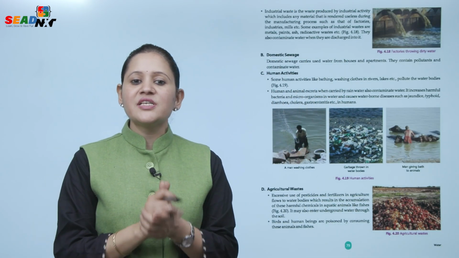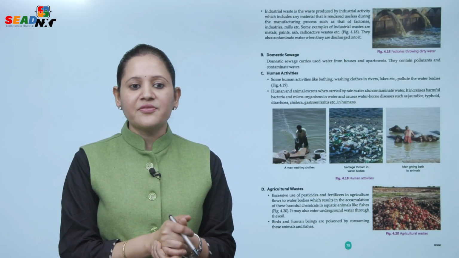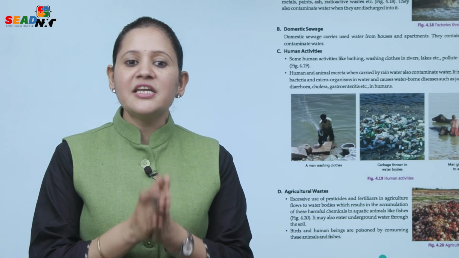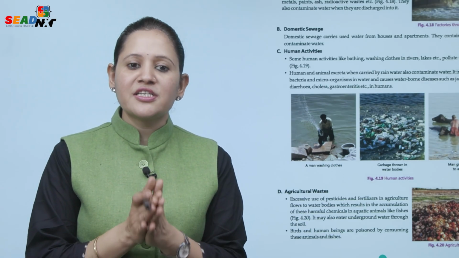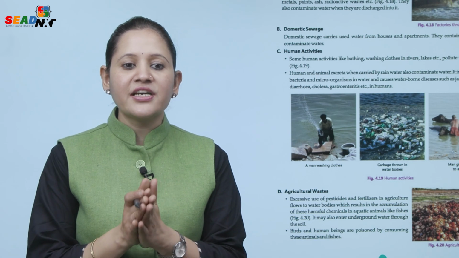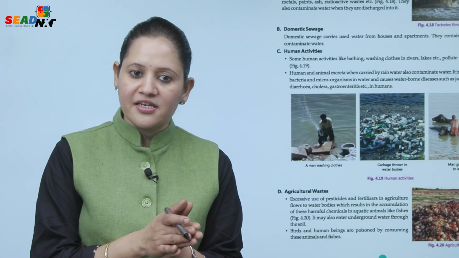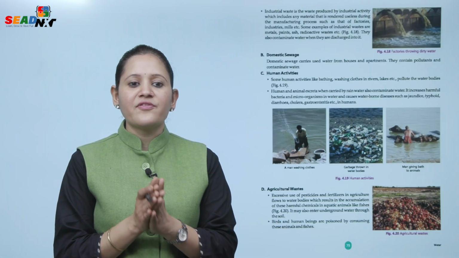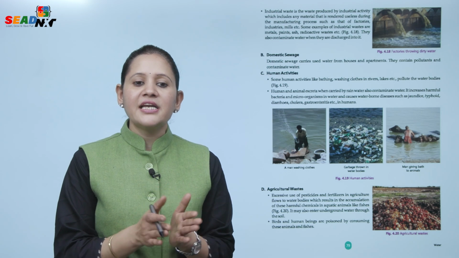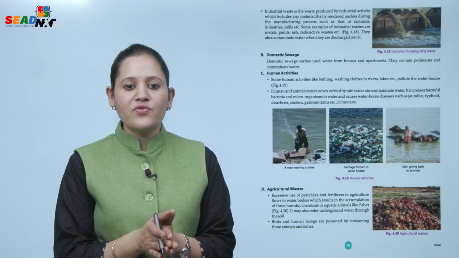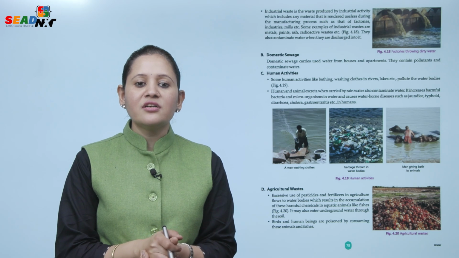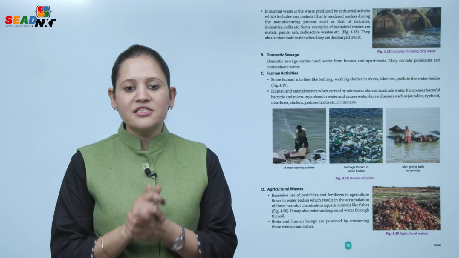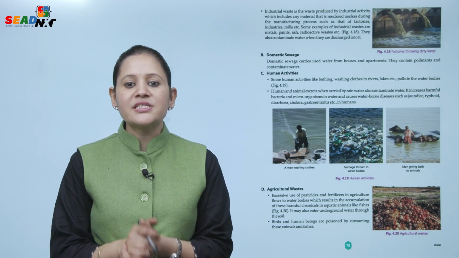Industrial waste is the waste product of industrial activity, which includes any material that is rendered useless during the manufacturing process, such as in factories, industries, mills, etc. Some examples of industrial waste are metal, paints, ash, radioactive waste, etc. They also contaminate water when they are discharged into it. Next is domestic sewage.